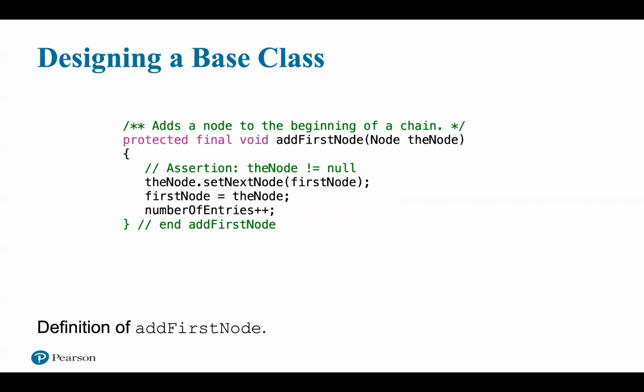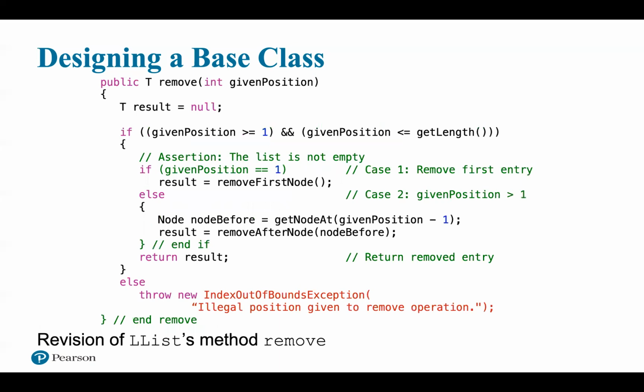The implementation of these methods uses a technique presented in Chapter 12. For example, addFirstNode has the following definition, assuming that the node is not null and the inner class Node has set and get methods. So the public methods of LList and its subclasses can call the previous methods and thereby reduce the chance of error. So for example, we can revise LList's methods remove, and we're showing that here on the chart.